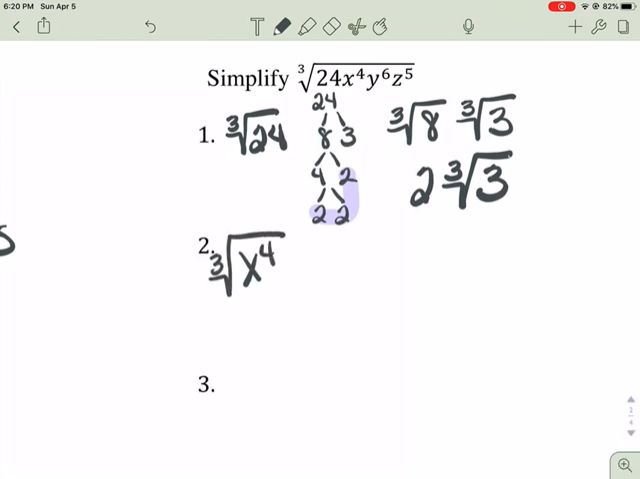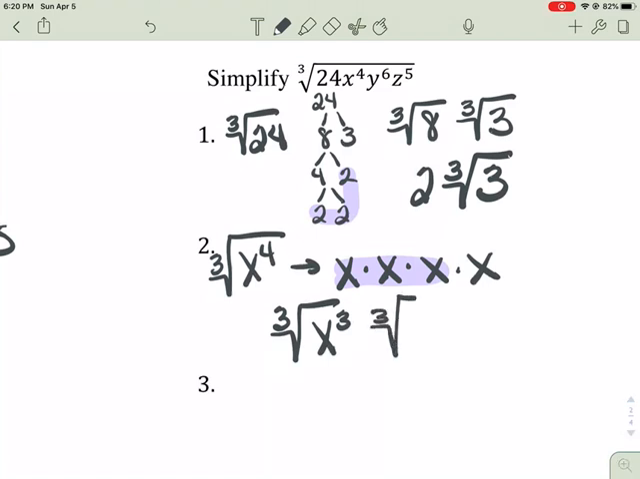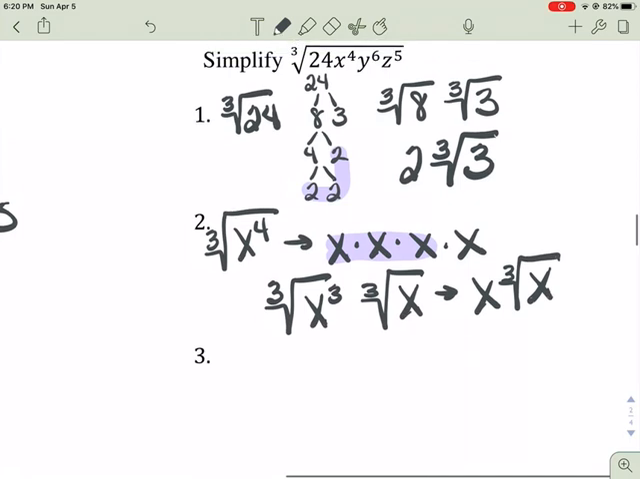So if you think about the cube root of x to the 4th, that means I'm looking for a group of 3 x's, because x times x times x gives me x cubed, and the cube root of that is x. So x to the 4th actually is 4 x's multiplied together by definition. Here's our group of 3, so we're using the same thought process as we would for numbers. So this is going to be the cube root of x cubed times the cube root of x. So that becomes x times the cube root of x.